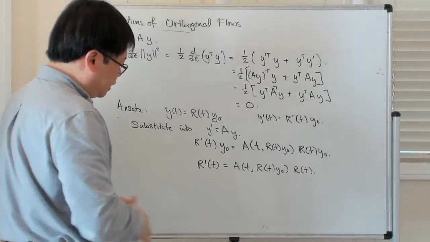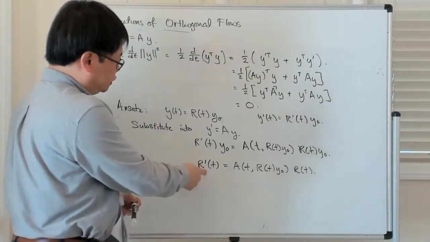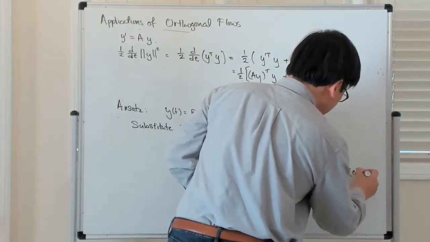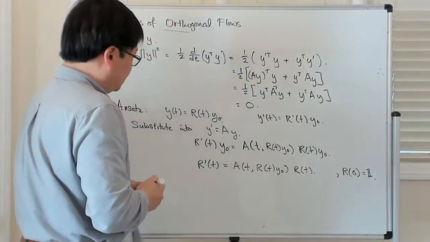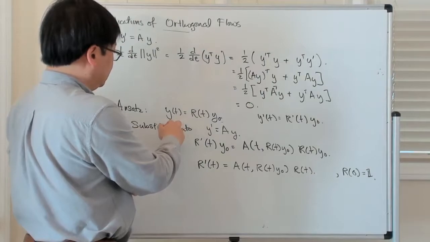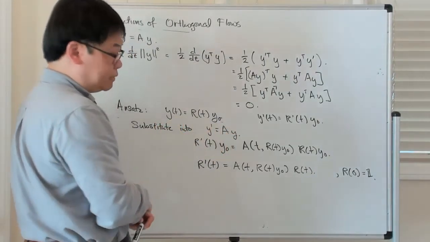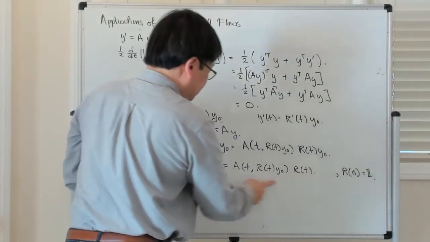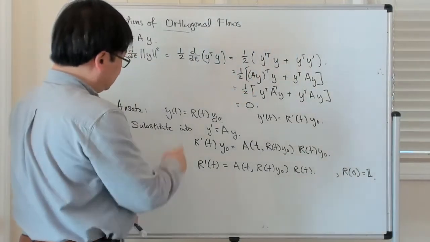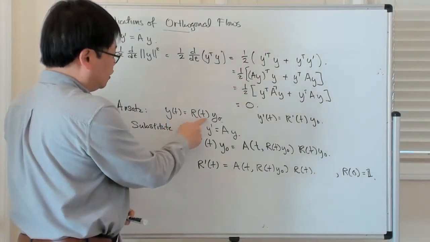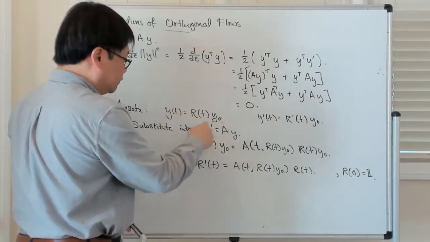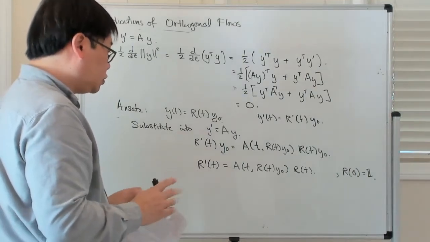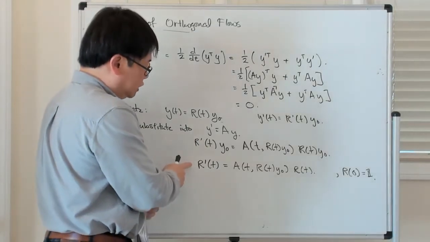And so if you were able to solve this and use this r of t which you get, where r at 0 is the identity, then it would satisfy the equation which you want, which is that y prime is equal to a of y. So if you solve for r with this orthogonal flow and this initial condition, and substitute it into y equal to r times y0, then that y you get will satisfy y prime is a times y.